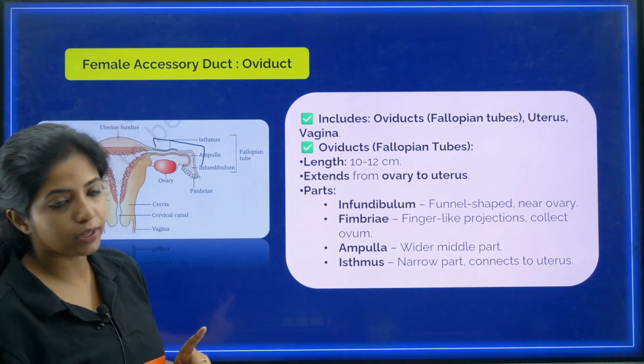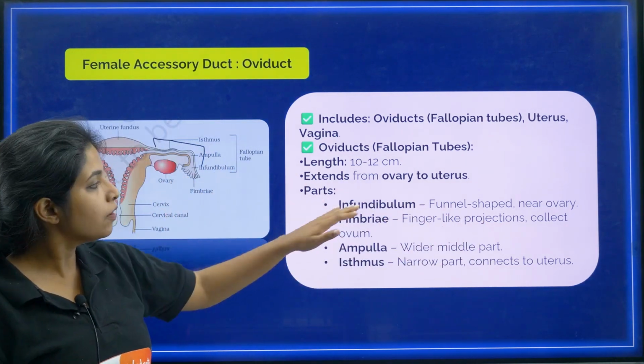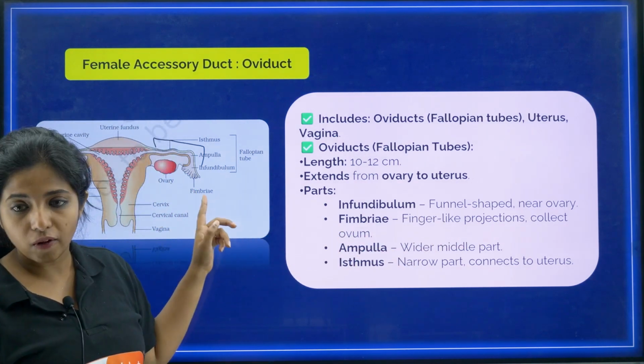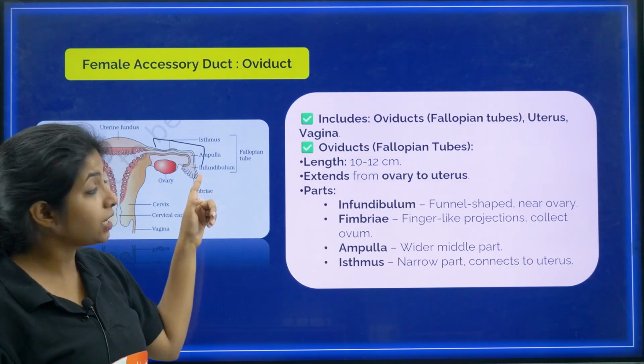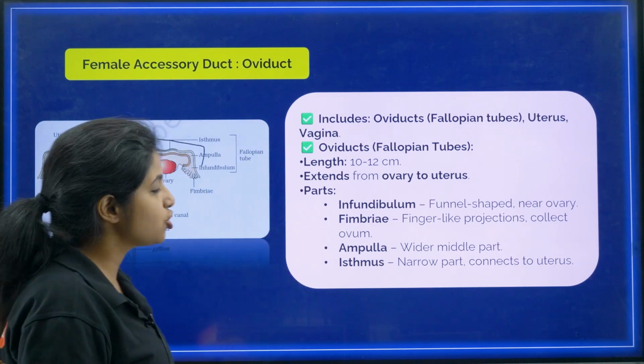So that is mentioned over here. The infundibulum is a funnel-shaped structure near the ovary. Fimbriae are finger-like projections that collect the ovum. Ampulla is the wider middle part, and isthmus is the narrow part. And ampulla is the part where what happens? Fertilization happens.